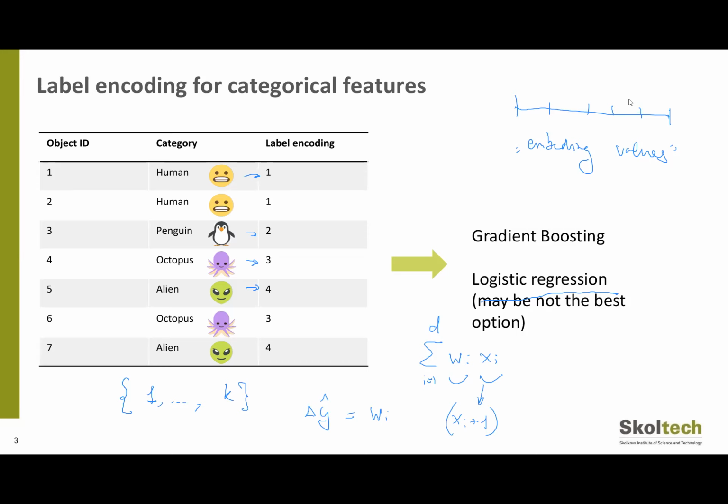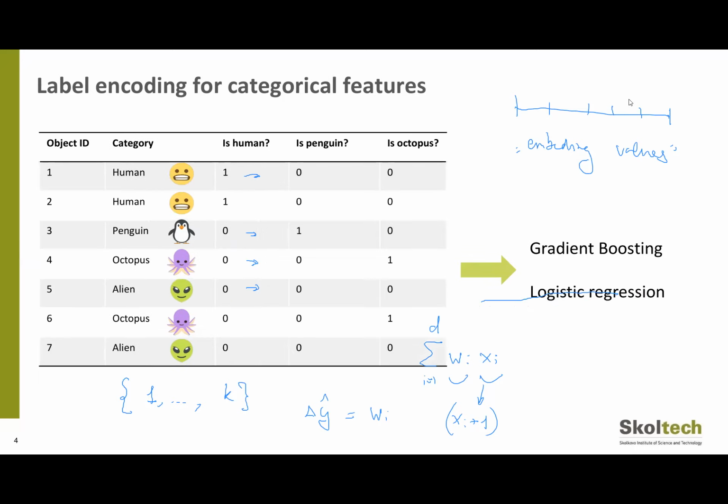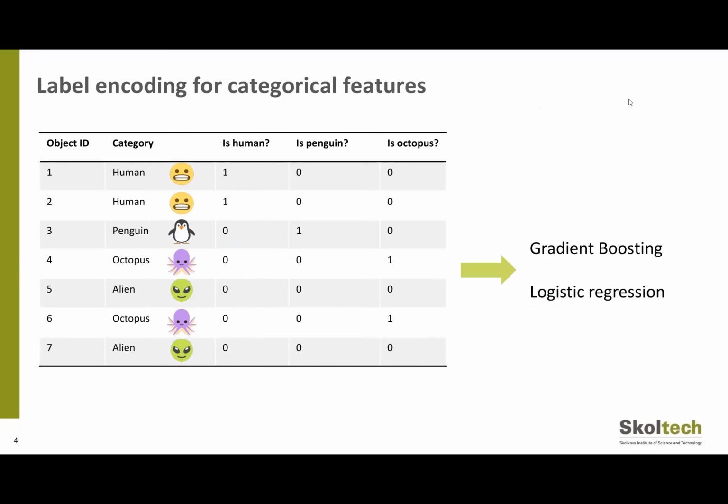For some approaches, it's okay to have this kind of splitting, for example gradient boosting, random forest, and decision trees in general. But we understand this is not what we wanted, because this is not a useful embedding after all. So you can try to use something more complex.